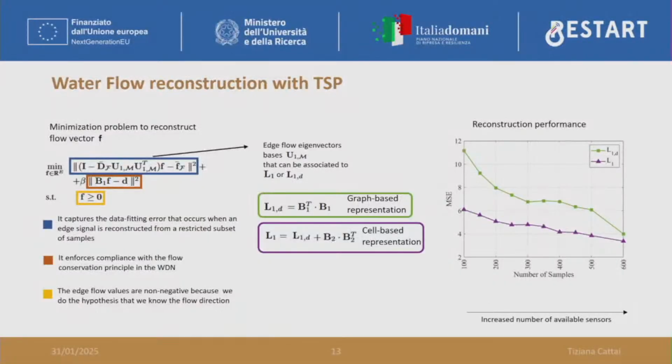And here we can see some results on the reconstruction performance. So how can we reconstruct the flow values if we only measure a subset of them? You can see in particular the mean square error between the estimated and the real flow values, varying the number of samples that we measure.